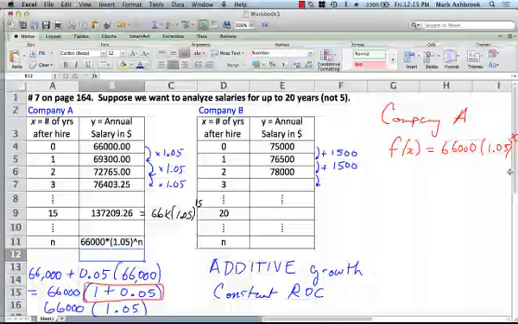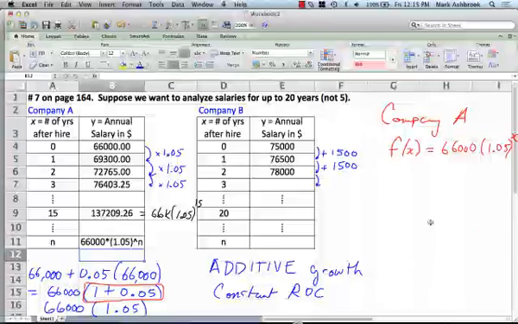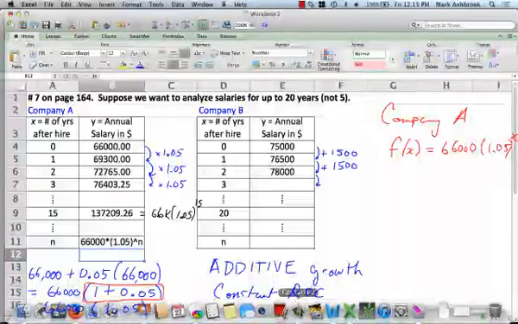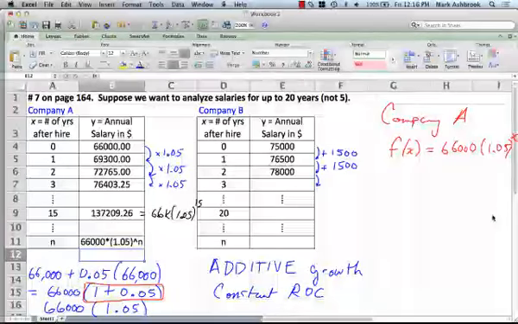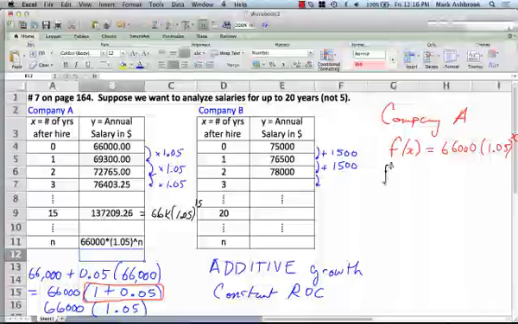Question? If you wish to get a pay raise more than just once a year, could it be done so that it's 66,000 times 1 plus 0.05 over however many times per year, to the power of however many times per year times however many years? It sounds like you're talking about compound interest. Yeah, we're getting there. Okay, so let's do a general form then for exponential.